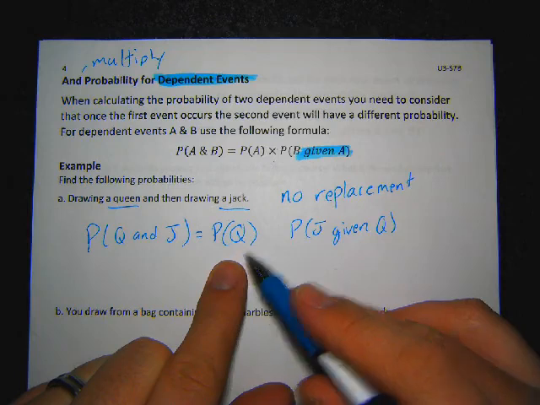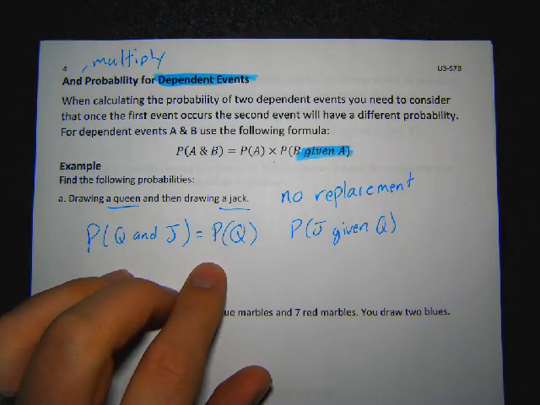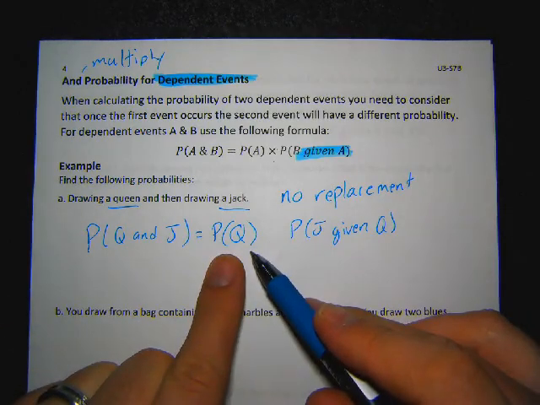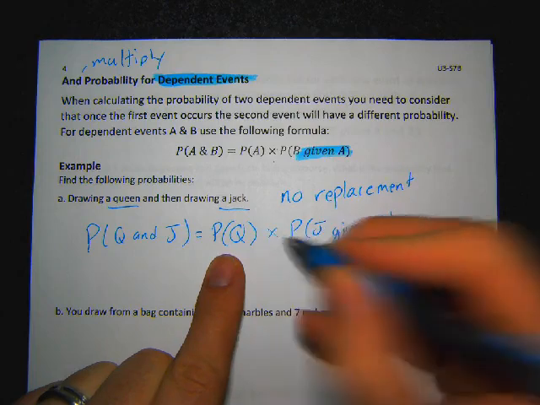I'm not going to just try and guess what happened. If I didn't get the queen, then why even bother with the second half? I'm trying to get both. I want to get a queen and a jack. So I have to assume this one's successful and then say, if you got the queen, now what are your chances of getting the jack? And I multiply those together.